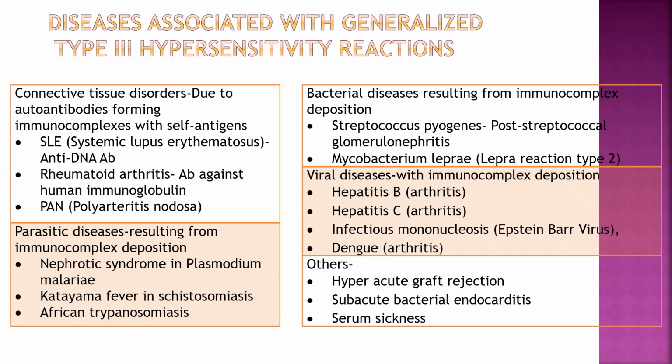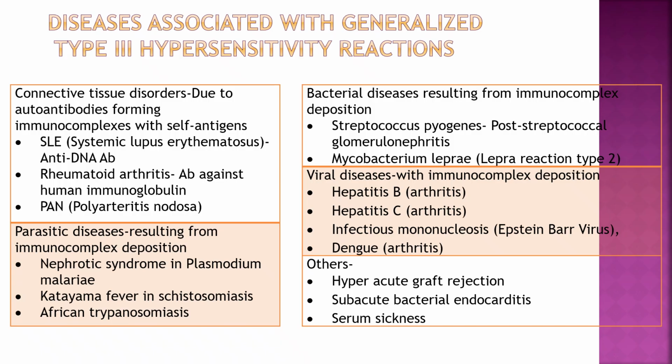Diseases associated with generalized type 3 hypersensitivity reactions. Connective tissue disorders due to autoantibodies forming immune complexes with self-antigen: for example SLE, rheumatoid arthritis (antibody against human immunoglobulin), and PAN, polyarteritis nodosa. Parasitic diseases resulting from immune complex deposition: nephrotic syndrome in Plasmodium malariae, Katayama fever in schistosomiasis, and African trypanosomiasis.